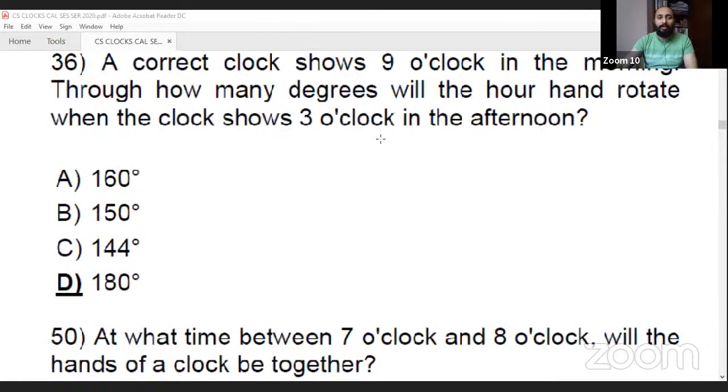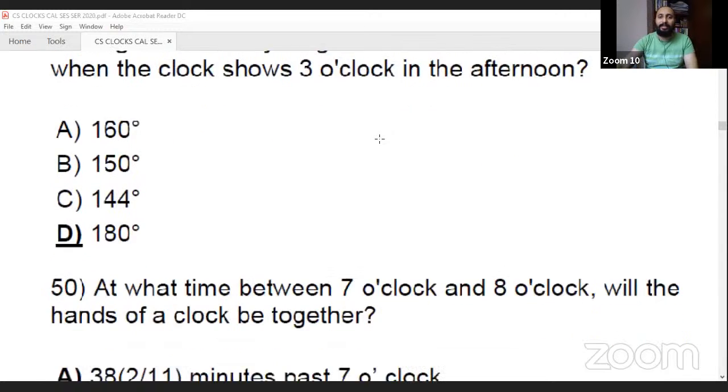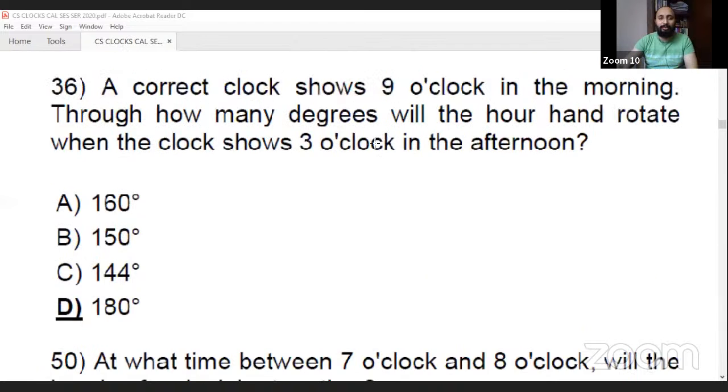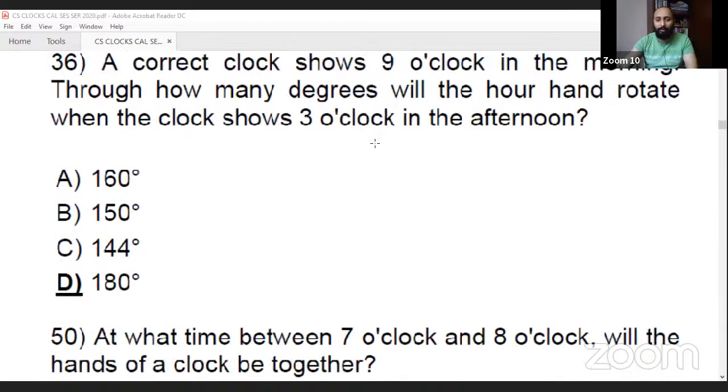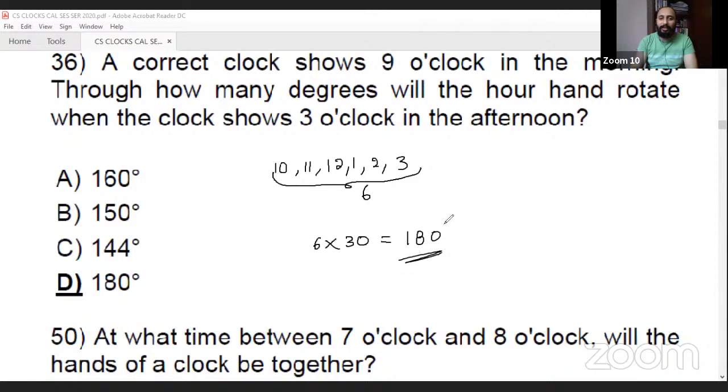Okay. The correct clock shows 9 o'clock in the morning, through how many degrees will the hand move when it is showing 3 o'clock. So come on, you do this, people. 9 o'clock to 3 o'clock. How many hours have passed? 10, 11, 12, 1, 2, 3. 6 hours. So 6 into 30 is how much? 180 degree. Yes or no?